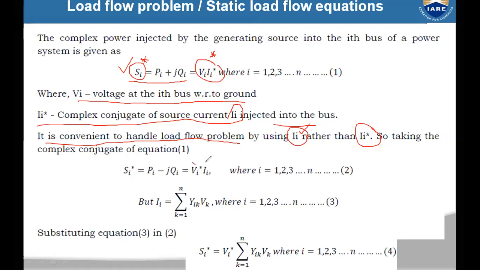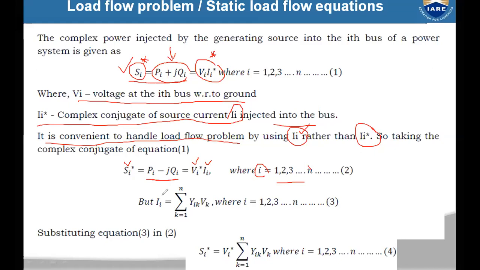Vi conjugate into Ii, which is Si conjugate. Now Si is Pi plus jQi, and if you take the conjugate you get Pi minus jQi. So Si conjugate is Pi minus jQi, which is equal to Vi conjugate into Ii. Here i is the bus number: first bus, second bus, third bus, up to n buses. I am writing the complex power injected at the ith bus, so i may be 1 to n.